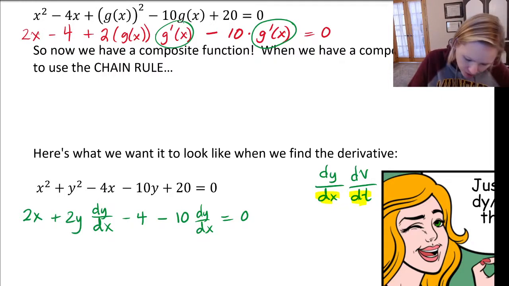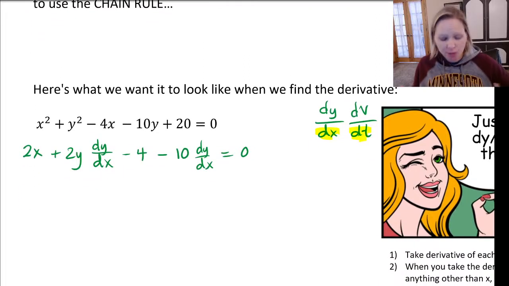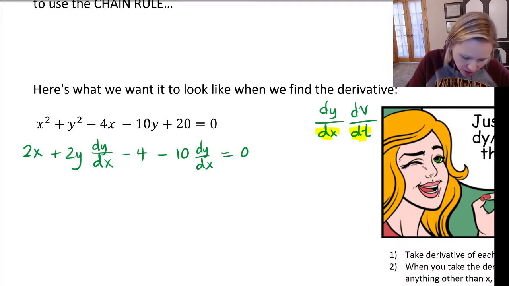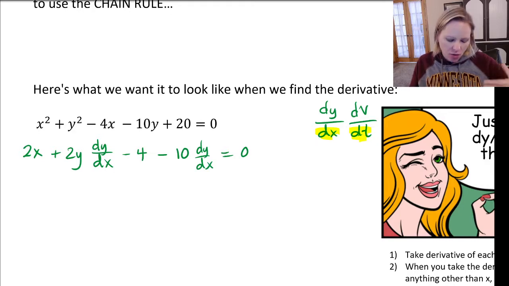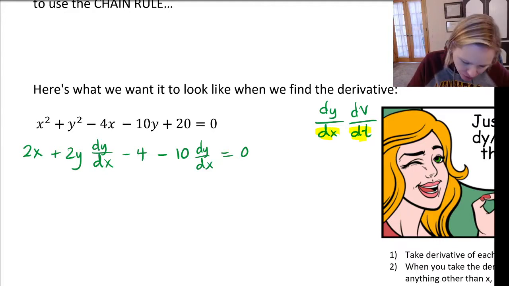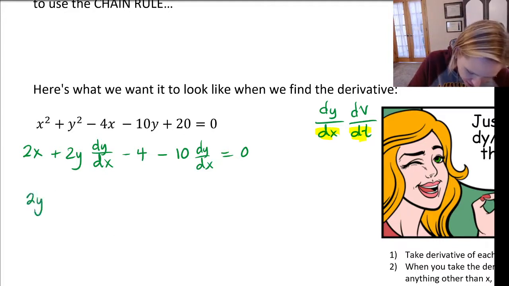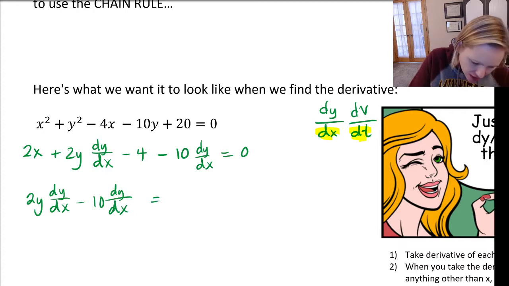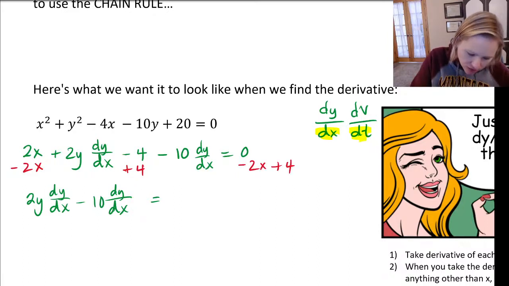So let's keep going. So step 1, differentiate with respect to x. Done. Step 2 is to gather any like terms. So what we want to do is gather all the dy dx's together and put everything else on the other side of the equal sign. And we do that using addition and subtraction. So I'm going to keep the 2y dy dx minus 10 dy dx. And then I'm going to subtract the 2x and add 4, so minus 2x plus 4 to both sides. So that gives me this equation.